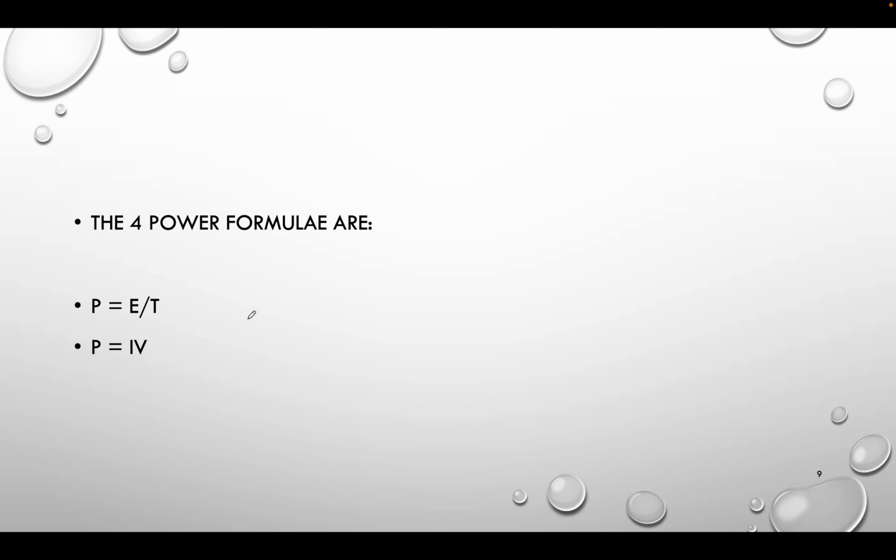So we have 4 in total. P equals E over T, PET, PIV, I squared R, and V squared over R. This one we will only use if you have something to do with time or energy. But these 3 can be chosen depending on the question that you get.